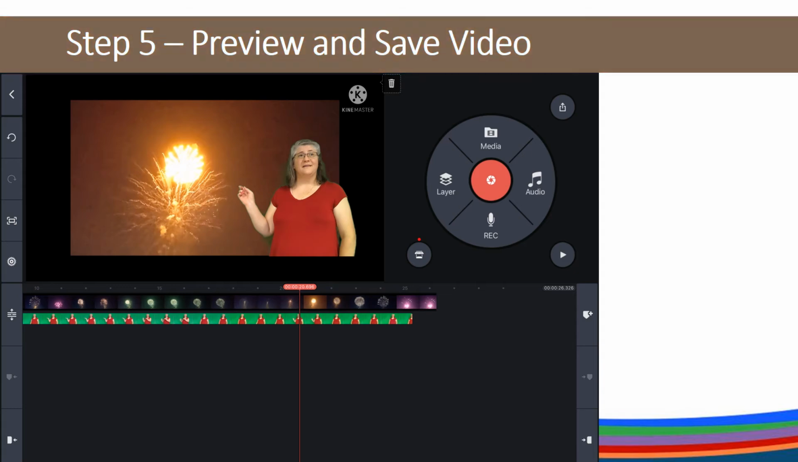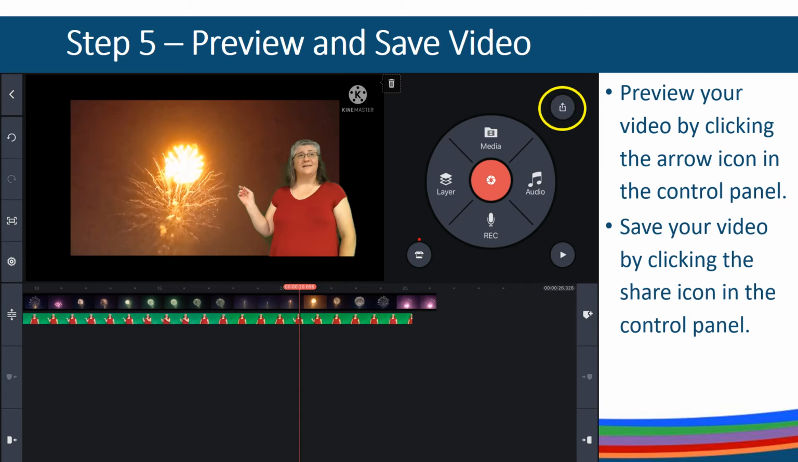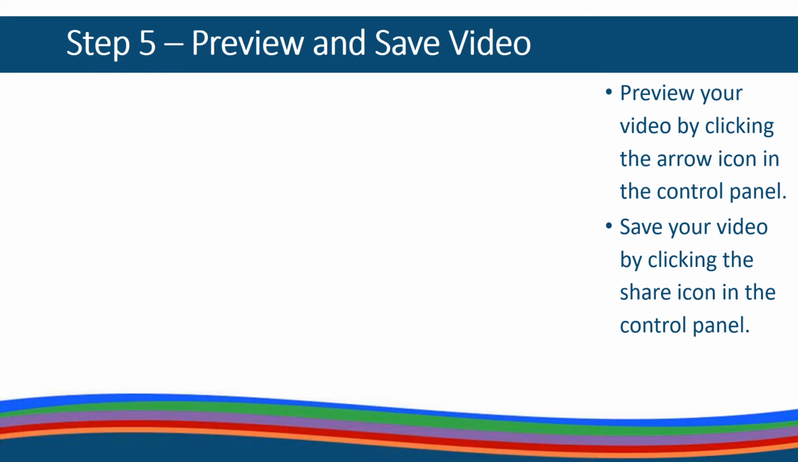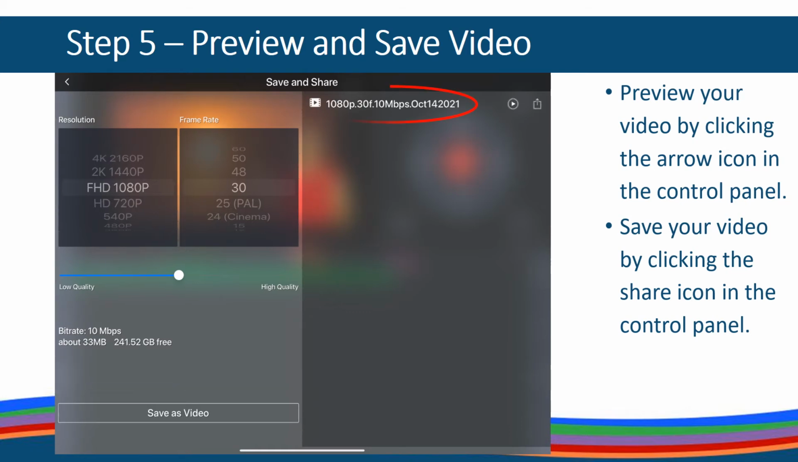The final step is to preview and save your video. To preview your video, click the arrow icon located at the bottom right of the control panel. Please be aware that the video will play back from the timestamp indicator in the Layer window. To save your video, click the Share icon located in the top right corner of the control panel. Select the resolution of your choice and click Save as Video. Once saved, the file will appear on the right side of the screen and should also be saved in your device's video folder.